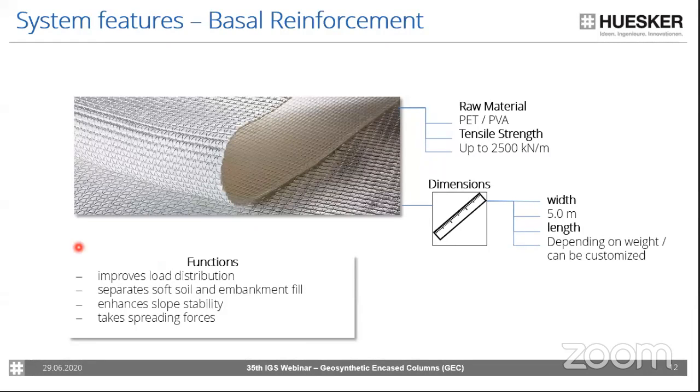The functions again, the basal reinforcement on top of the columns improves the load distribution. It also separates the soft soil from the embankment fill. This also gives you costs benefits because you can save your high quality embankment fill. The basal reinforcement enhances the slope stability, and it also takes the spreading forces. Normally, the width of the material is 5 meters, and the length can be produced depending on the weight for shipment, or also can be customized to reduce any cutoffs.